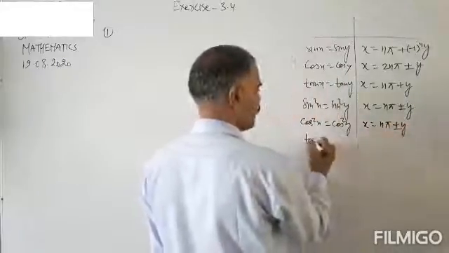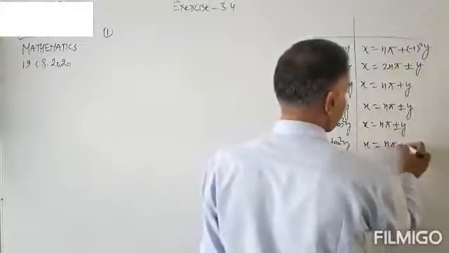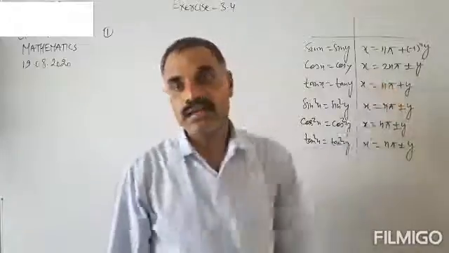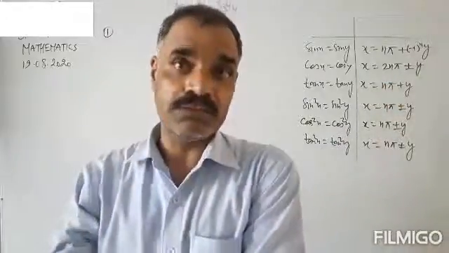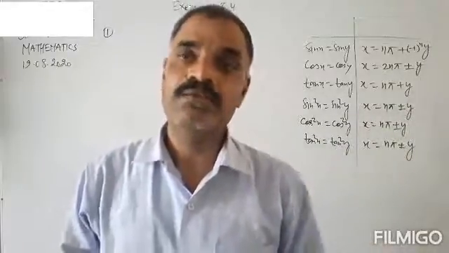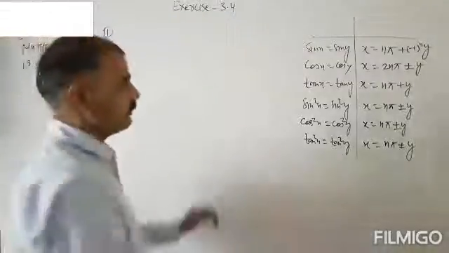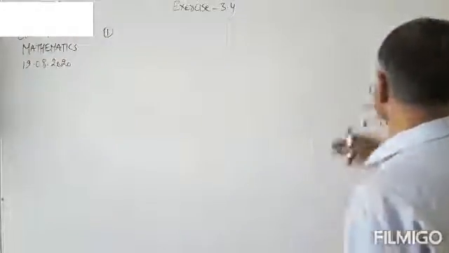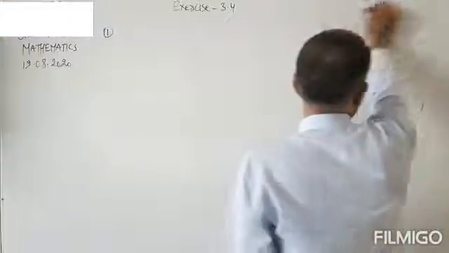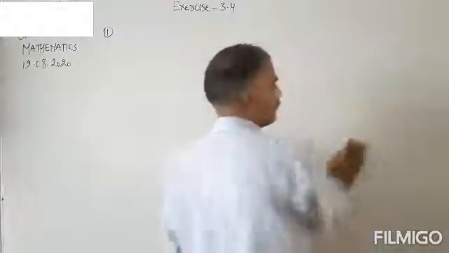And lastly tan square x equals tan square y and its general solution is x equals n pi plus minus y. So these are the trigonometric equations and their general solutions. This is the recapitulation of the previous video. Today we are solving exercise 3.4. All the questions of this exercise are from trigonometric equations, solutions of trigonometric equations, either particular solution or general solution.